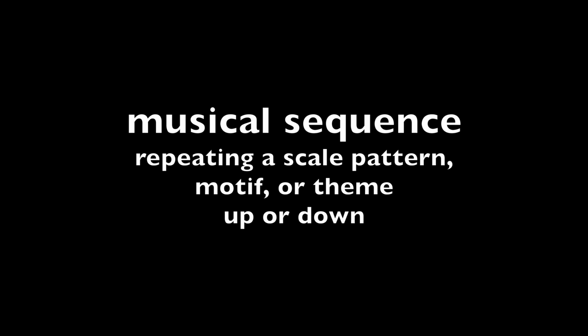A musical sequence is when you take a scale pattern, motif, or a theme and directly repeat it, moving up or down. This means we're taking the order of the notes and the rhythms and just moving them wholesale. It's really common to use sequences with stepwise motion, where you're just moving one note up or one note down, but it's not a rule. It's just really common. Case in point, in the Lord of the Rings music we just heard, that theme is sequenced down by a minor ninth.